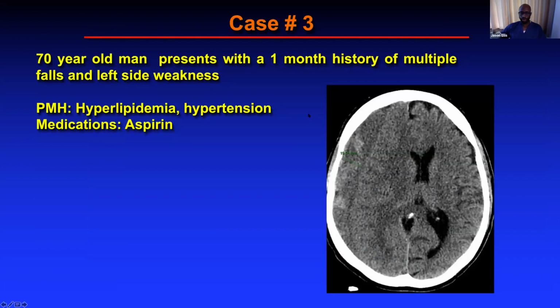All right, let's look at another case. 70-year-old man presents with a 1-month history of multiple falls and left-sided weakness. He has a history of hyperlipidemia and hypertension. He's on aspirin.